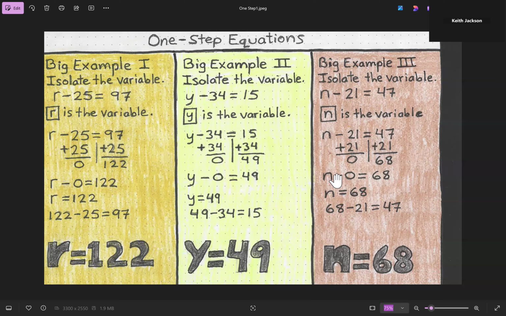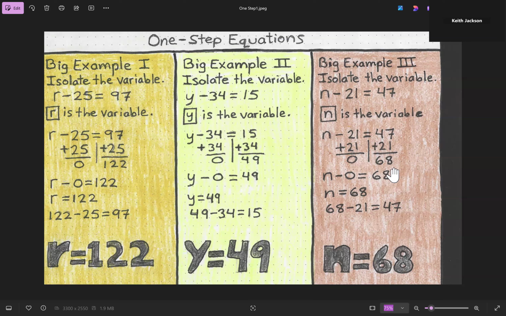And finally, let's move on to big example 3, in which we have n minus 21 is equal to 47. We must isolate the variable, right? And in this case, n is the variable. And what we're going to do, we're going to pick on the minus 21 here. Yes, because we got to turn that minus 21 into a 0 by adding 21 to both sides.